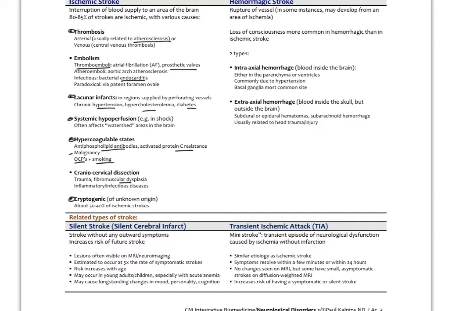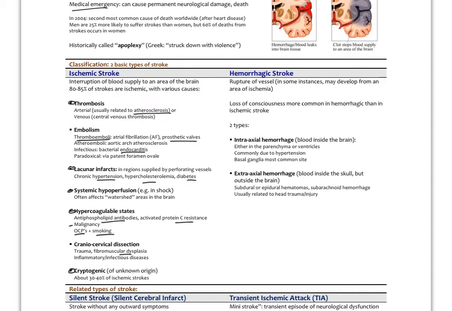So that's ischemic stroke. The opposite would be hemorrhagic stroke, less common. So 80 to 85% of strokes are ischemic. The other 20%, 15% are hemorrhagic, and that is a rupture of a blood vessel inside the brain. This is going to have more loss of consciousness, maybe more severe headache, although it's very difficult from symptoms alone to really differentiate ischemic versus hemorrhagic stroke.